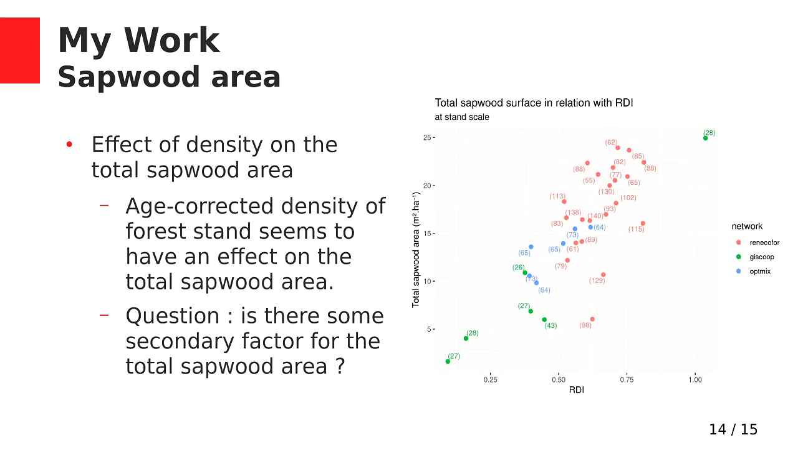Given the measurement of total stand sapwood area against the RDI of forest stand, there seems to be an effect of density on sapwood area. This reinforces the sapwood hypothesis, even though the productivity must also match.